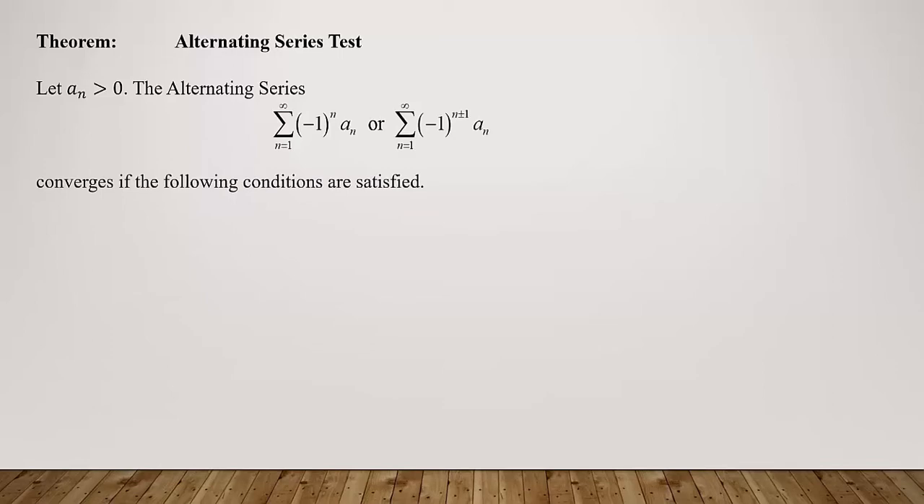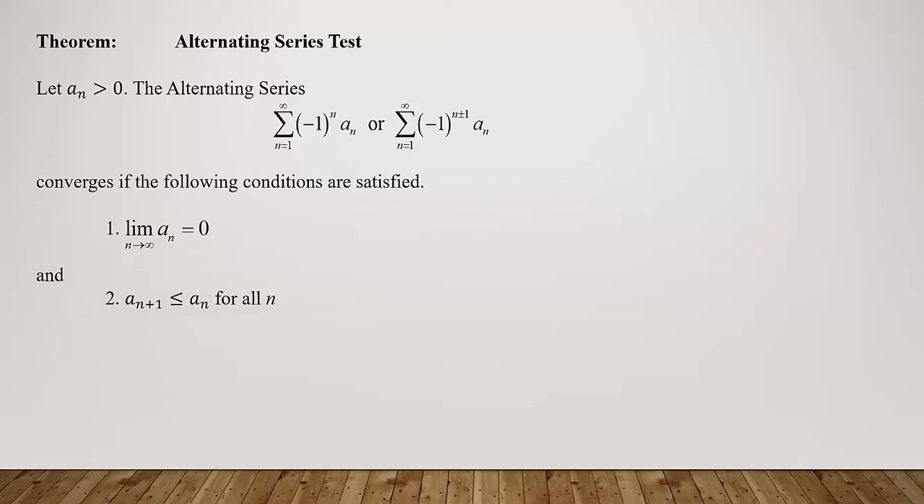So here's how we know if that alternating series converges. First, the limit as n goes to infinity of a sub n must equal 0. Notice how in condition 1 of the alternating series test, what we really have embedded in here is the nth term test for divergence. So there's nothing new there. Let's see what the next condition is.